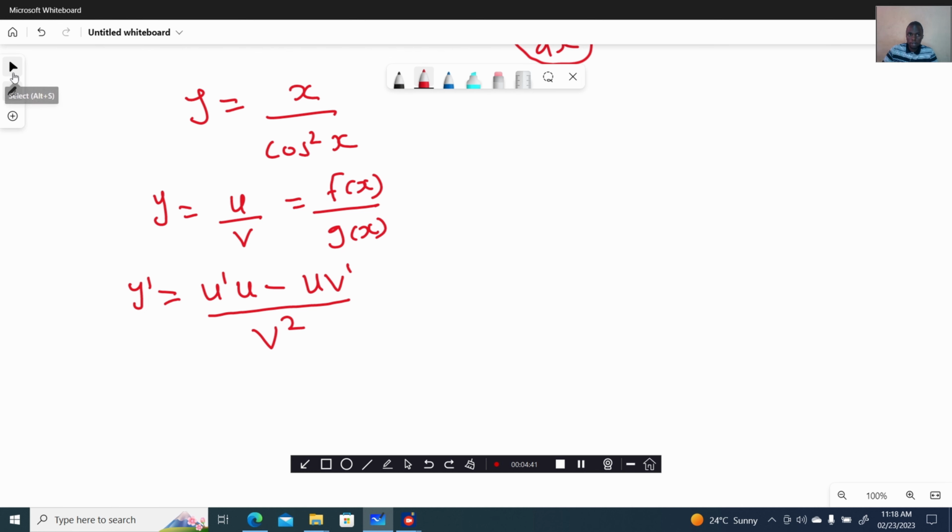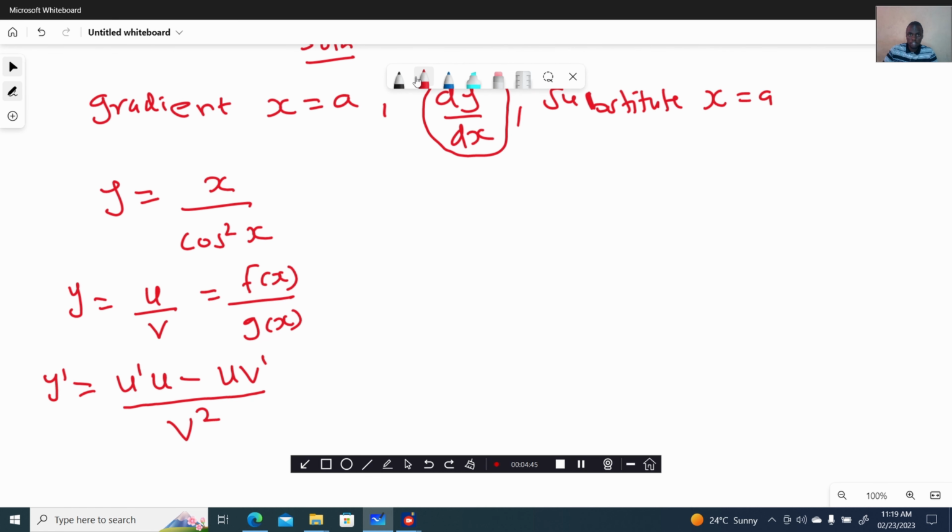So you can start off. Let's mark our u and our v. Our u value is the function in the numerator, which is x. Then our v value, the function in the denominator, is cosine to the power of 2, that is cosine squared of x.